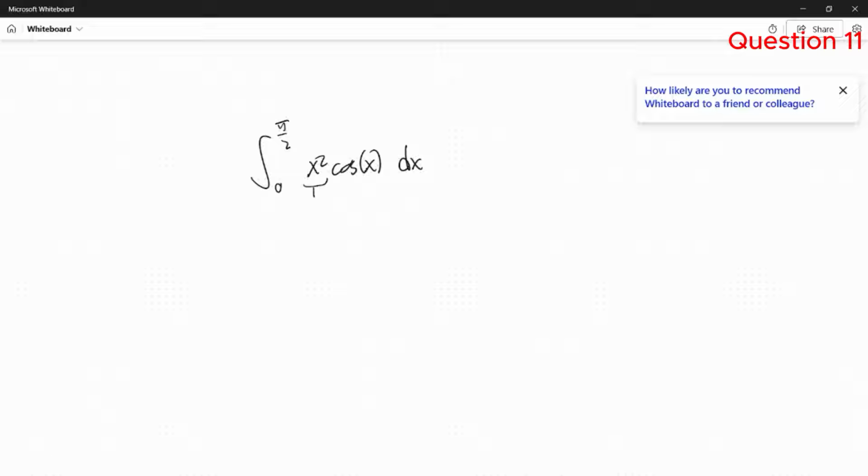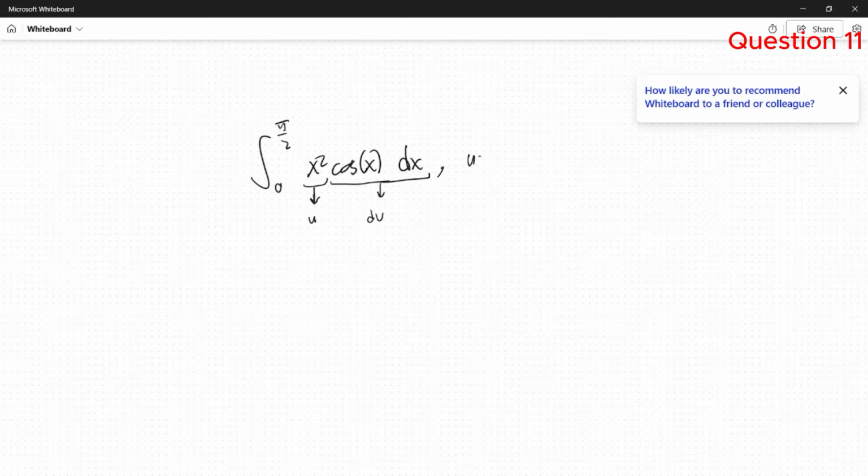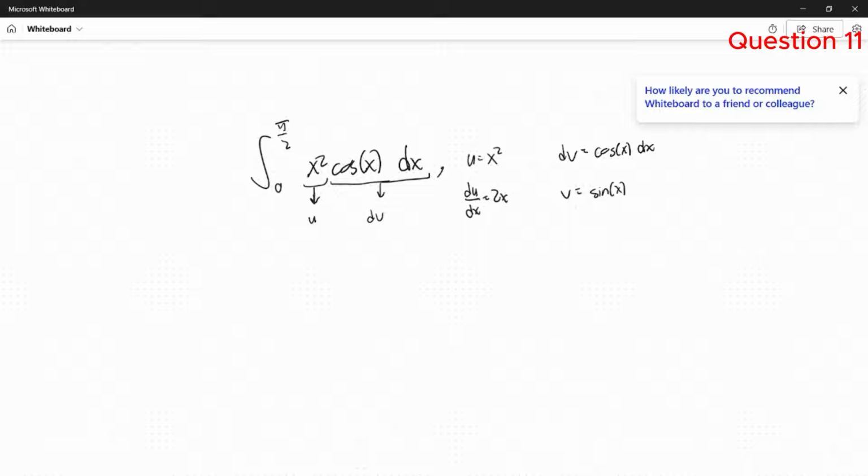Our u is always going to be the power function because we can always reduce the power function down to 0 through differentiation, but we cannot do the same thing for something like cosine. So let's do that. u is equal to x squared. dv is equal to cosine of x dx. Always take the derivative of u: du/dx is equal to 2x. Always integrate dv: v is equal to sine x.